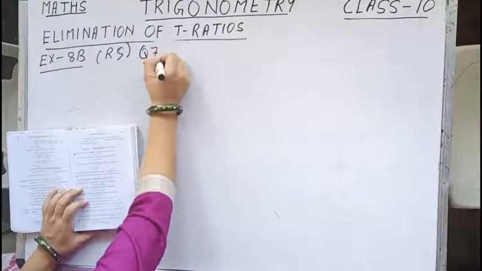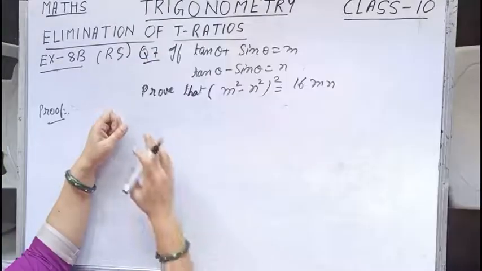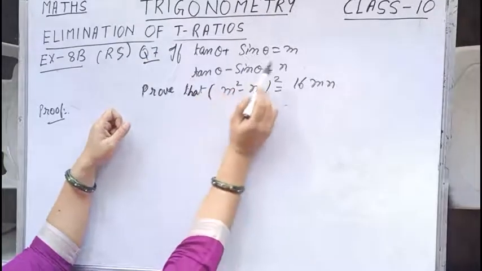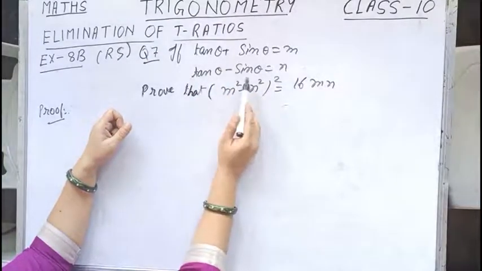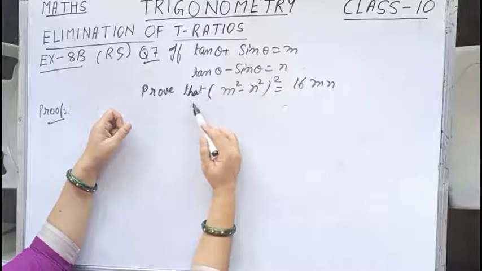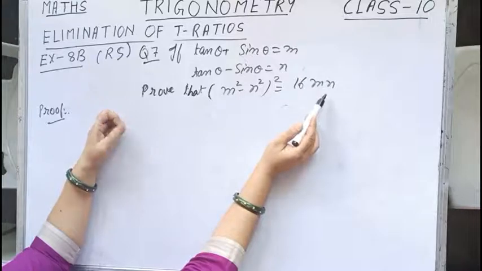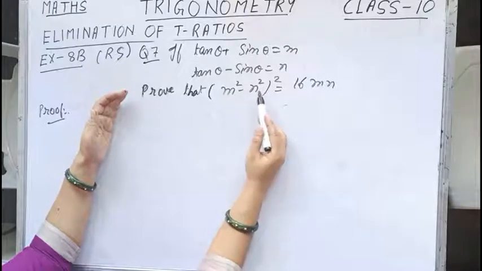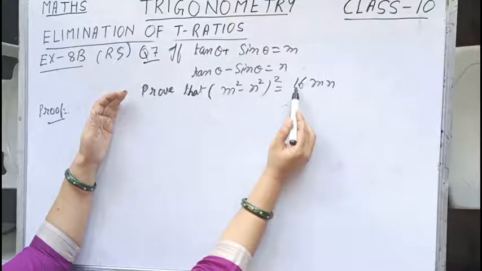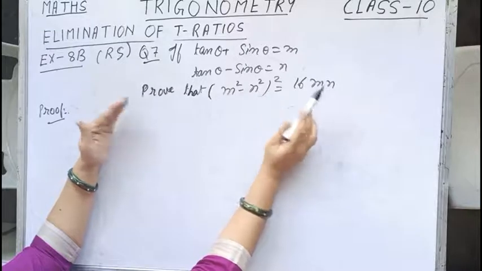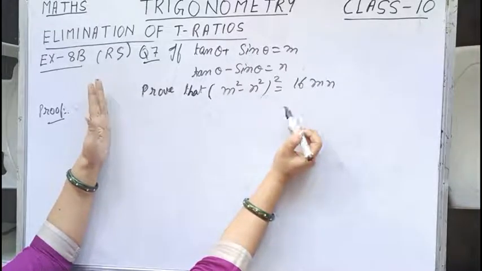Let us move to question number 7, which says that if tan theta plus sin theta equals m and tan theta minus sin theta equals n, prove that m square minus n square whole square equals 16 mn. Or what you can do, m square minus n square equals plus minus 4 under root mn. So either you prove that or this, both are correct.